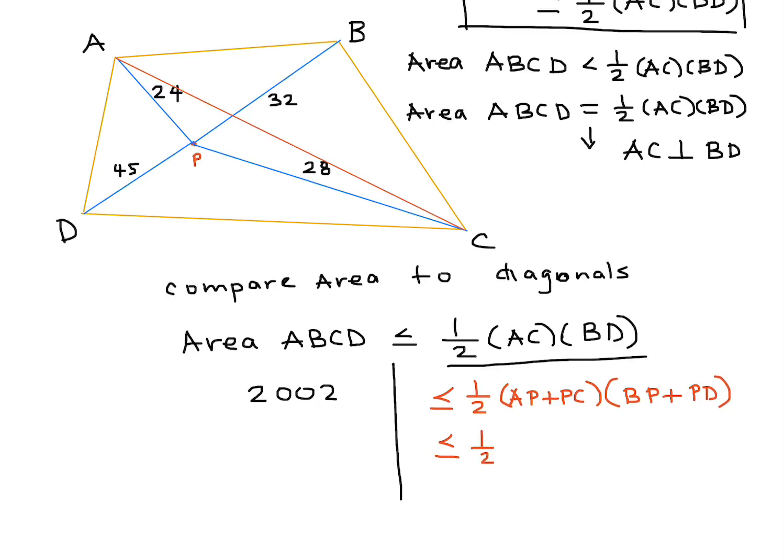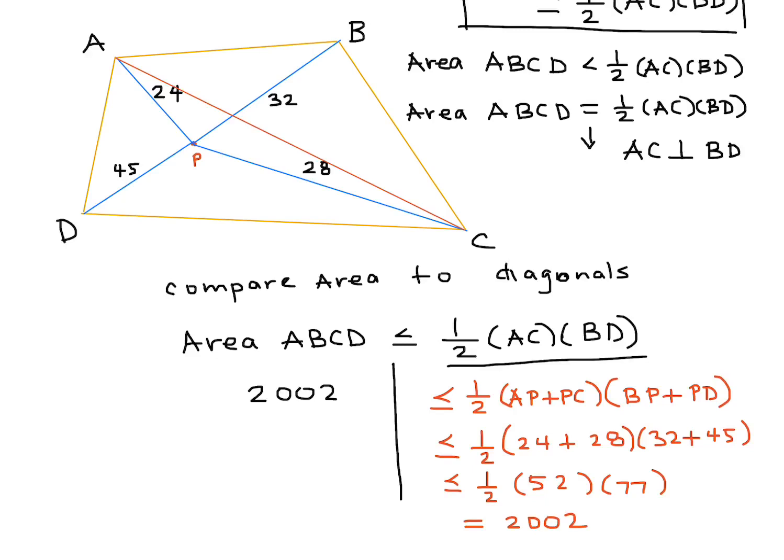So these values we have in our question, we can plug them in. AP is 24, PC is 28, BP is 32, and PD is 45. So this gives us basically 24 plus 28, 52, and that is 77. And if you do the math, this becomes 2002. Well, 2002 on this side, 2002 on that side.